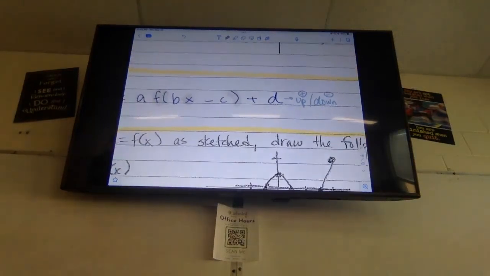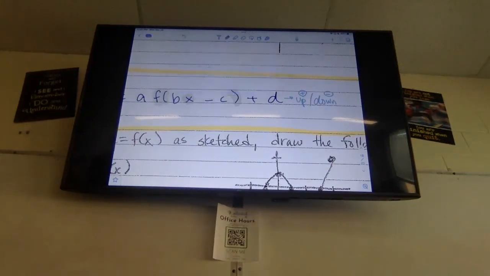Now, Michael, which letter tells me when it's moving left or right? C. Good. So if it's inside the parentheses with x, if it's under the square root or under the absolute value, or if it's inside with the x, that moves it left and right. When it's negative, which direction does it go? Right. When it's negative, it goes to the right, and when it's positive, it goes to the left. I have to remind myself it's opposite of what I want. I want the right to be positive, but it's not. Everything that's in the parentheses is opposite of what you want.